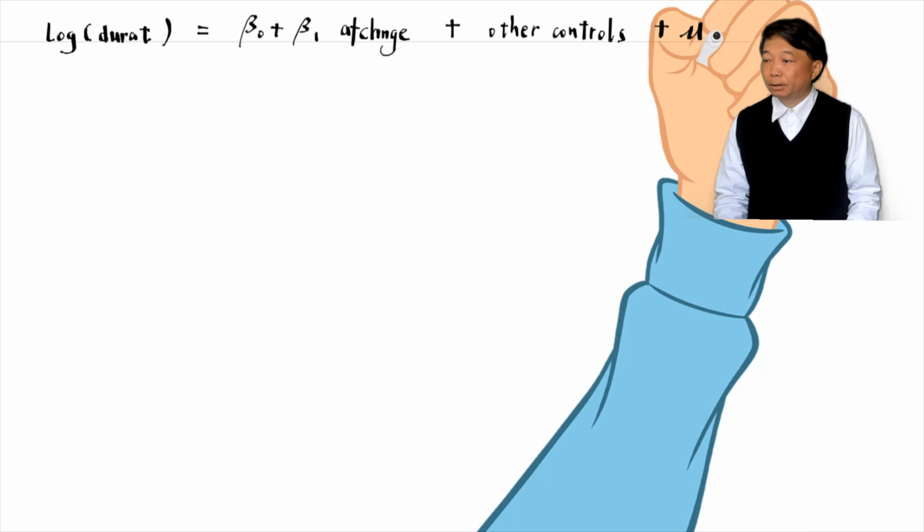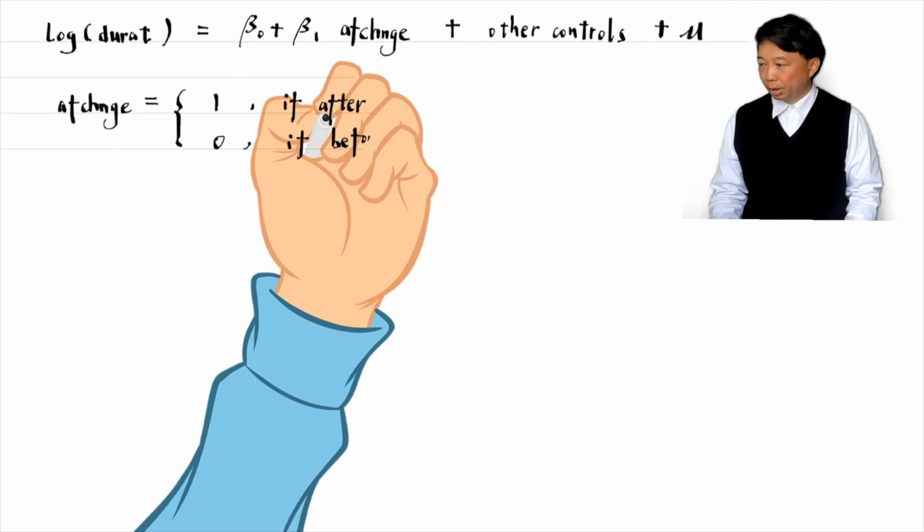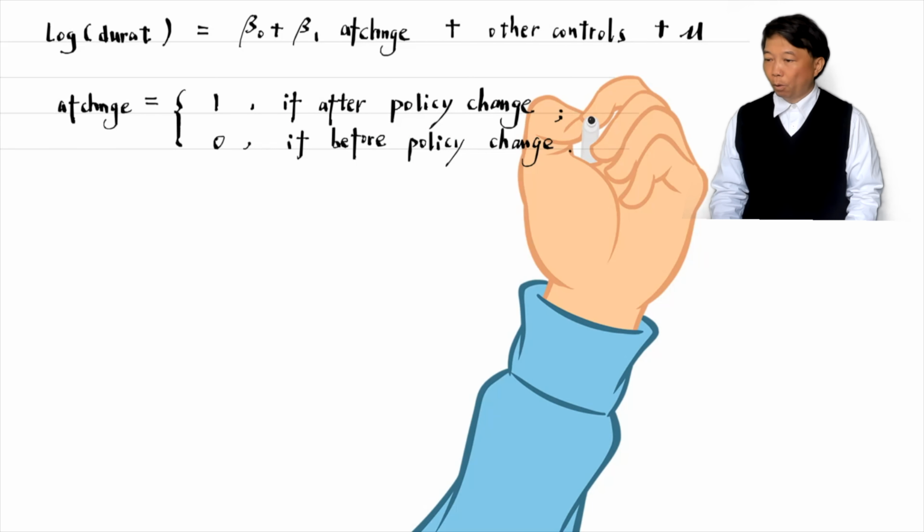We want to know whether the change in the compensation policy influences the length of time an injured worker receives workers' compensation. We have data on high-income workers in Kentucky. The outcome variable is the log of the length of staying in the compensation. We use a dummy variable, after change, to indicate the change of the policy. It equals 1 for observations after the policy change and 0 for those before the change.